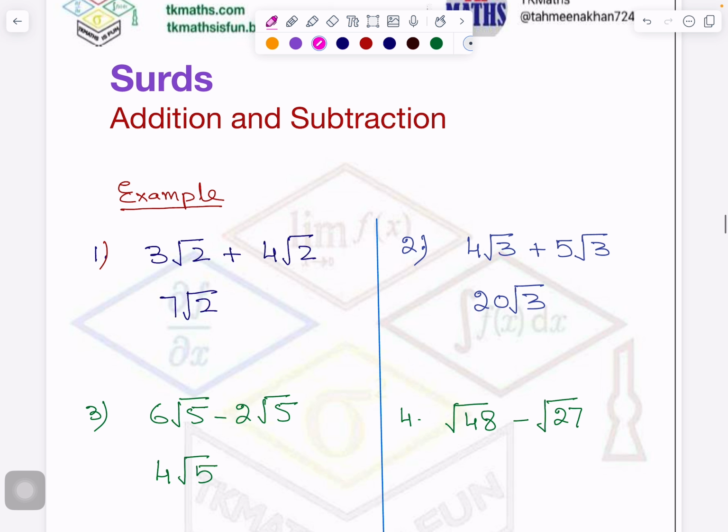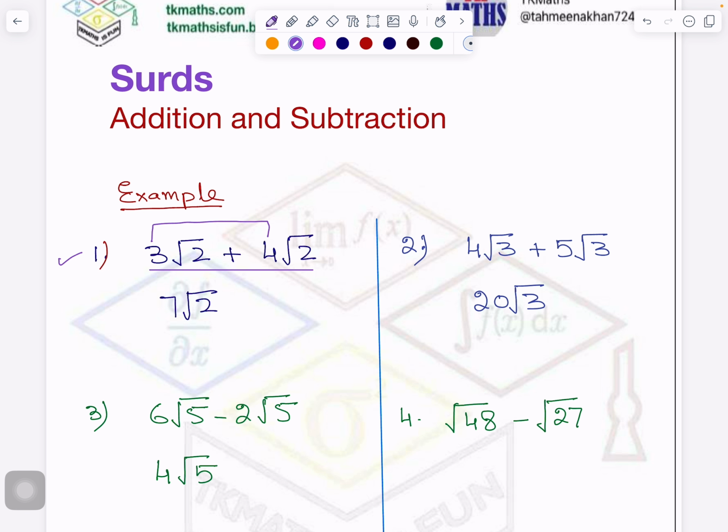So we know surds are those roots which cannot be simplified further. So if I see example number 1, 3 root 2 and 4 root 2. When we are adding up, 3 and 4 are rational numbers. They will add up and it will become 7. And root 2 will be written as it is.